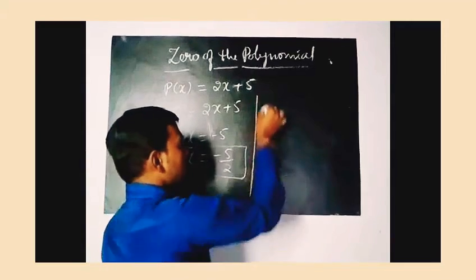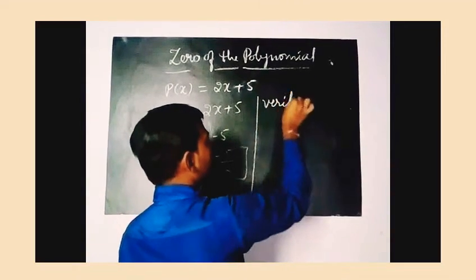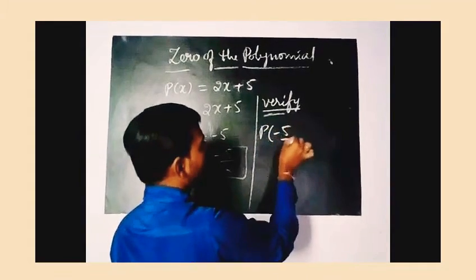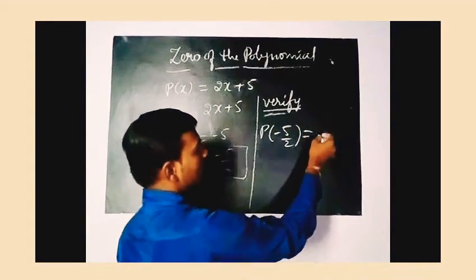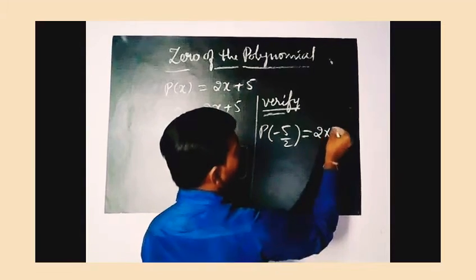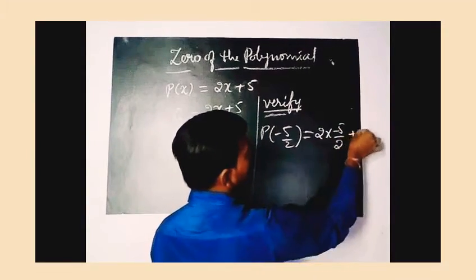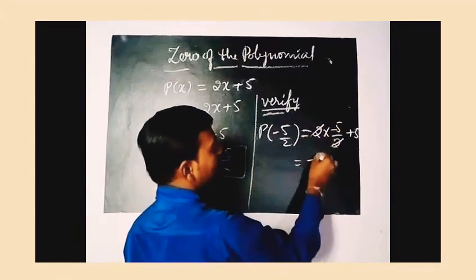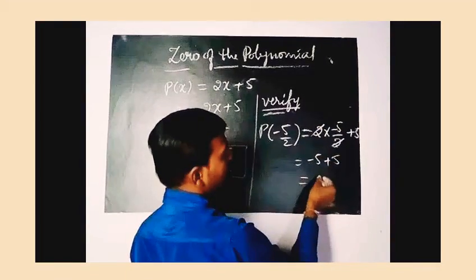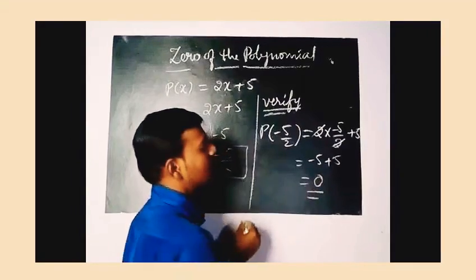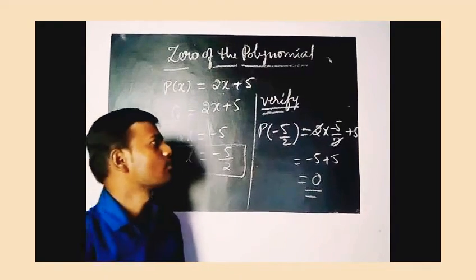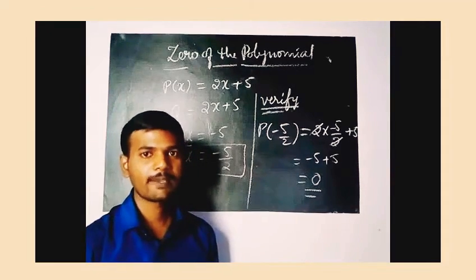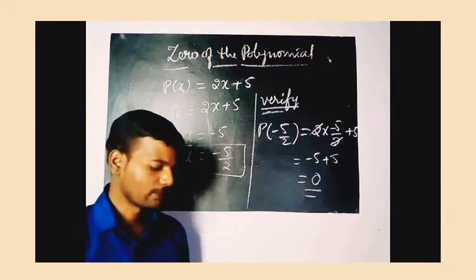If you want to check it, verify it. p of minus 5 by 2 is equal to 2 into minus 5 by 2 plus 5. The 2 cancels, giving minus 5 plus 5, which means 0. Therefore, x is equal to minus 5 by 2 is the zero of the polynomial. I understand the process. Okay, next.